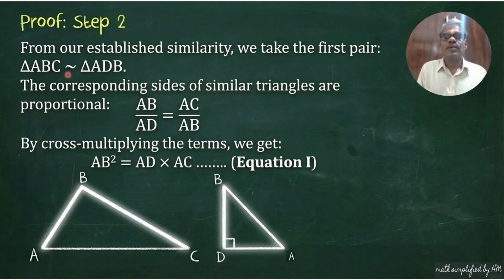Now step 2, from our established similarity, we take the first pair, triangle ABC and triangle ADB. As these two triangles are similar, the corresponding sides of the similar triangles are proportional. AB upon AD is equal to AC upon AB. By cross multiplying the terms, we get AB square is equal to AD into AC. Name this as equation 1.